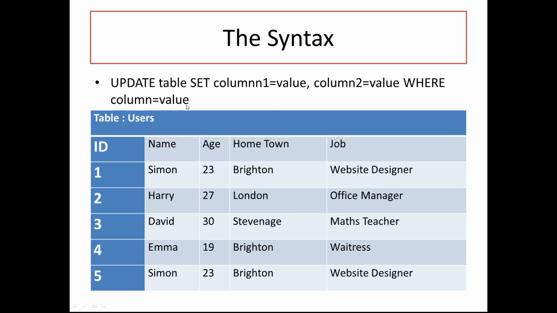This where column equals value here is going to be making all these changes based on a particular column value. For example, if you wanted to change the job title to wheelie bin cleaner for everybody whose name is Simon, you could have where name equals Simon. But that's not going to be that helpful. What would happen nine times out of ten is that this column equals value would be looking at the ID, the primary key, purely because you want to be able to change things for each person's record.